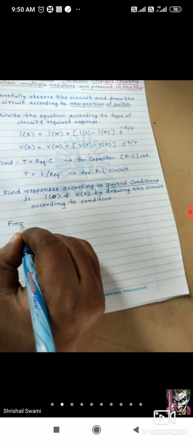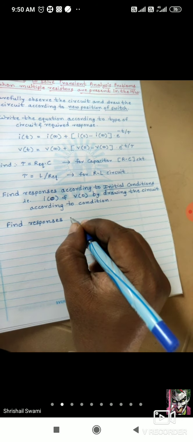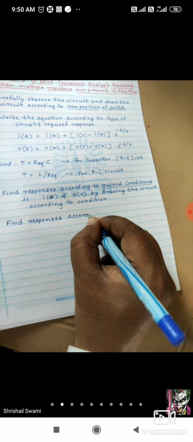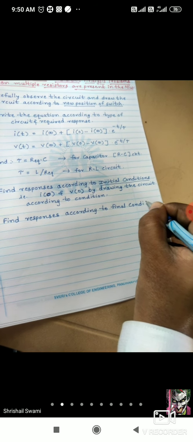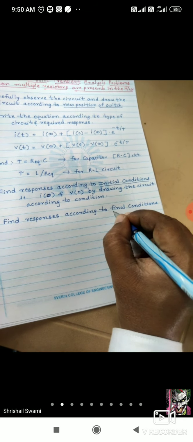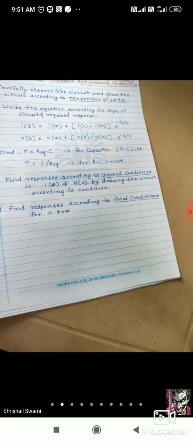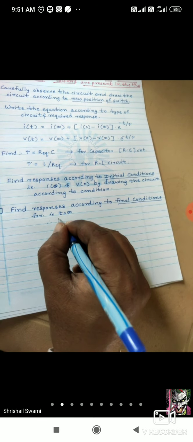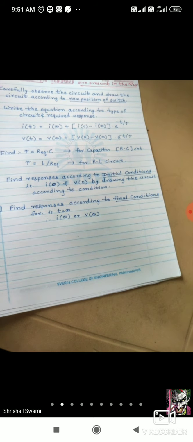Now next, fifth one, find responses according to final conditions. So final conditions means it may be previous condition or after infinite, that is t is equal to infinite. Therefore you can find I of infinite or V of infinite, that you have to find out.